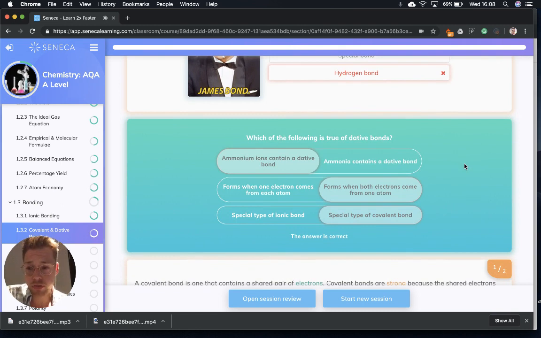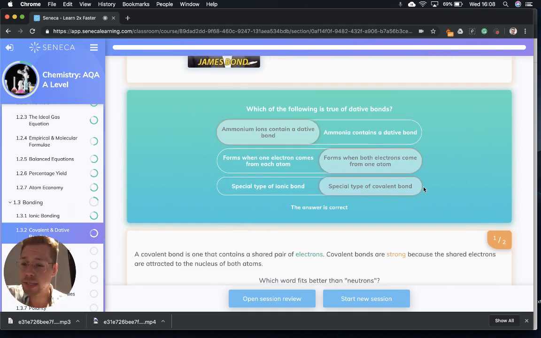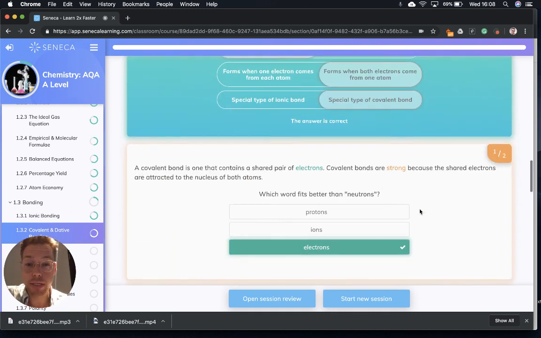Now, let's run through that. What are some facts about dative covalent bonds? Do you remember? Well, first of all, they are a special type of covalent bond. Secondly, they form when both electrons come from one atom. And do you remember the example? It's an ammonium ion.